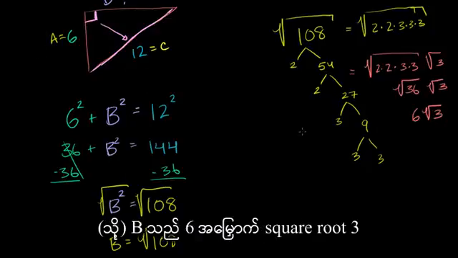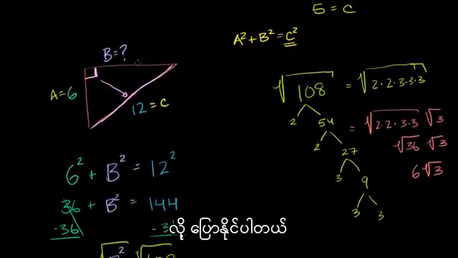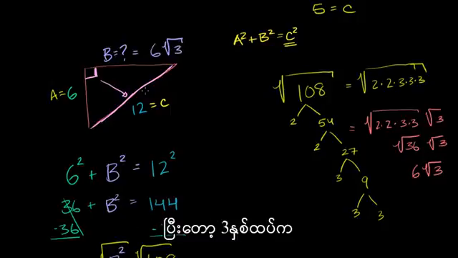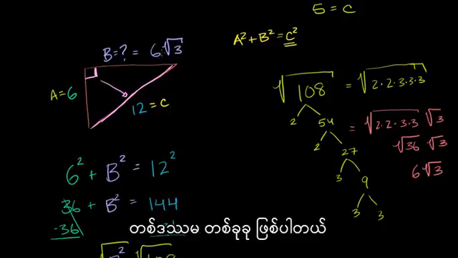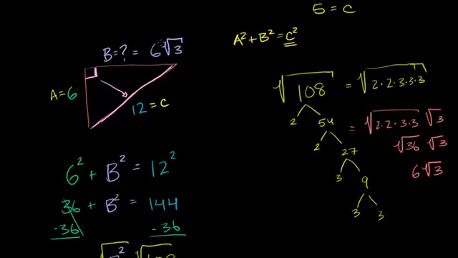So the length of b, you could write as square root of 108, or you could say it's equal to 6 times the square root of 3. This is 12, this is 6, and the square root of 3, well, this is going to be a 1 point something something, so it's going to be a little bit larger than 6.